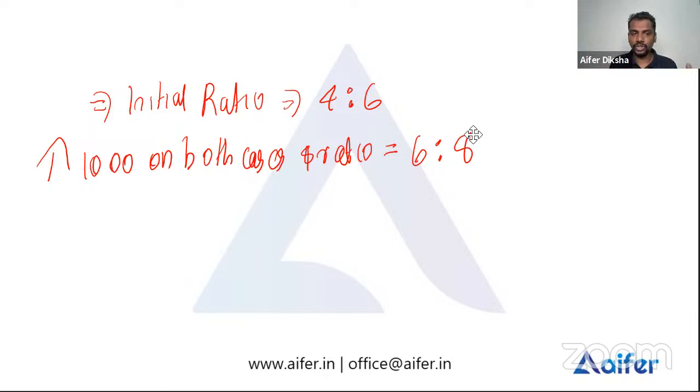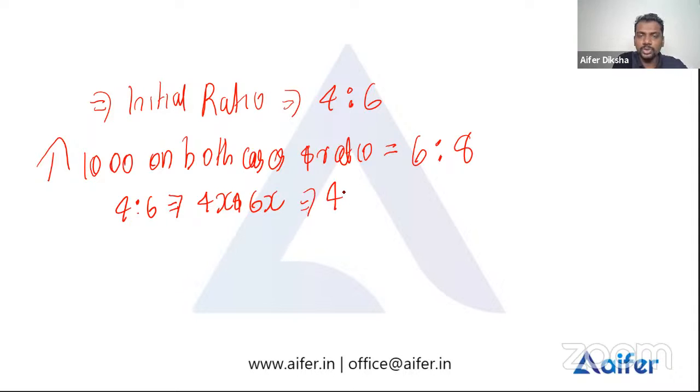Firstly, they will be giving a ratio, and there will be an increase or decrease, and there will be a new ratio. So let's try to find out how this question can be answered. Firstly, we will write it as 4:6. The ratio 4:6 can be written with terms 4x and 6x. It can also be written in the p by q form, that is 4x by 6x.